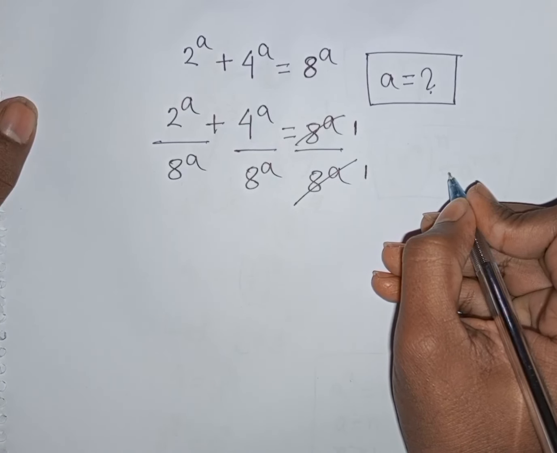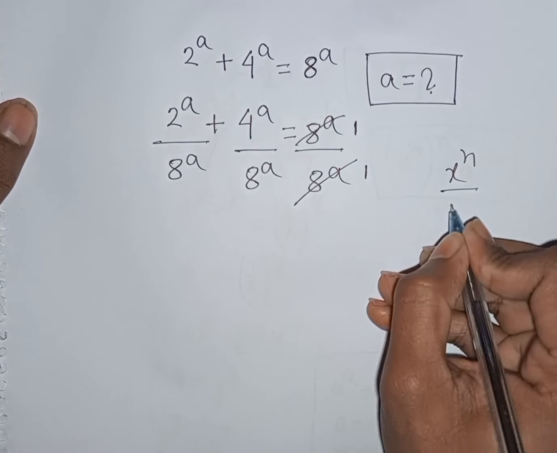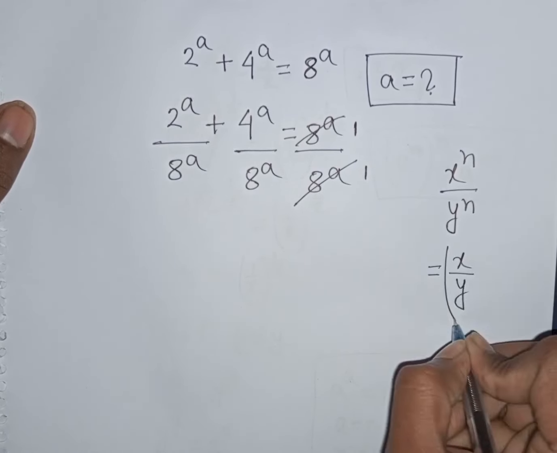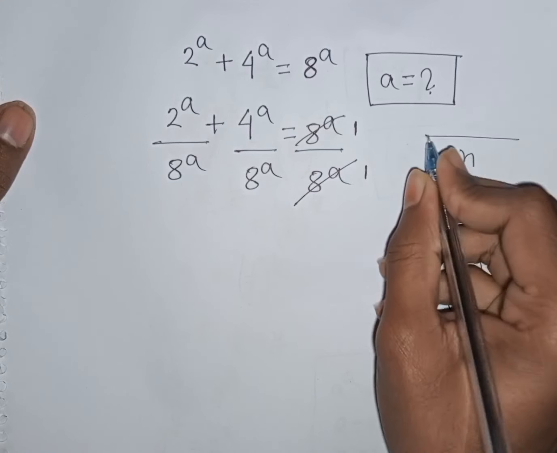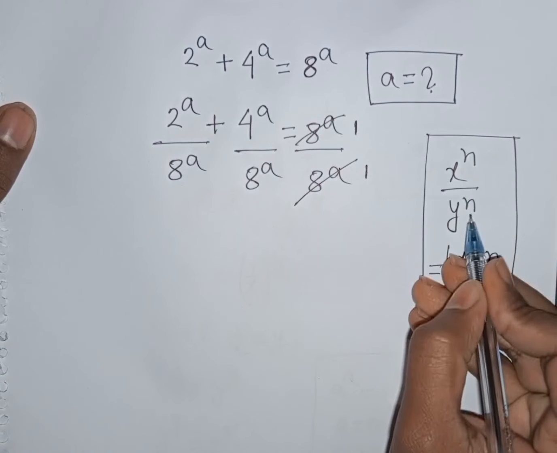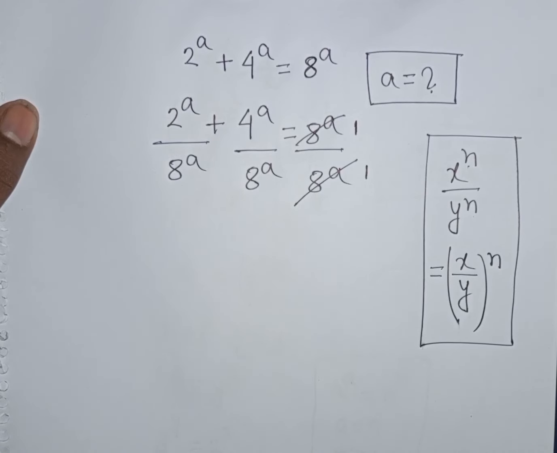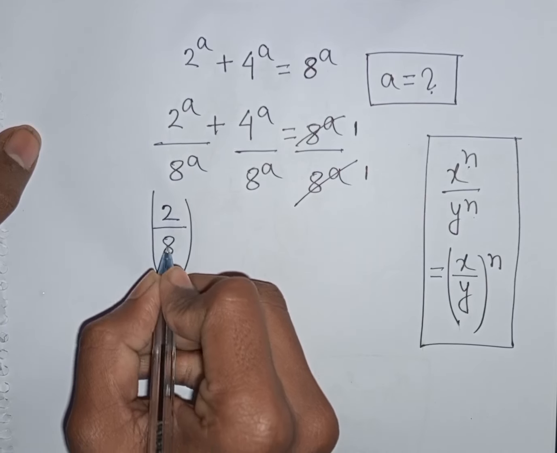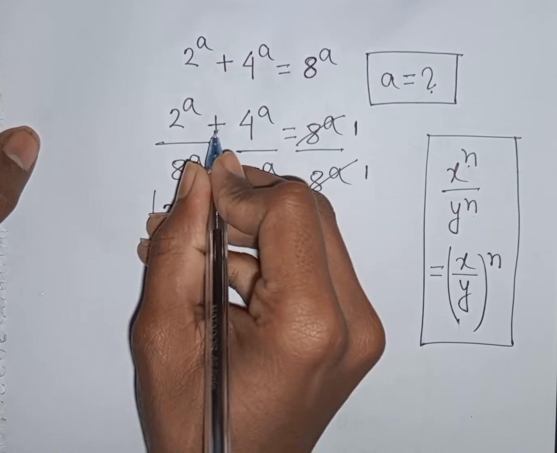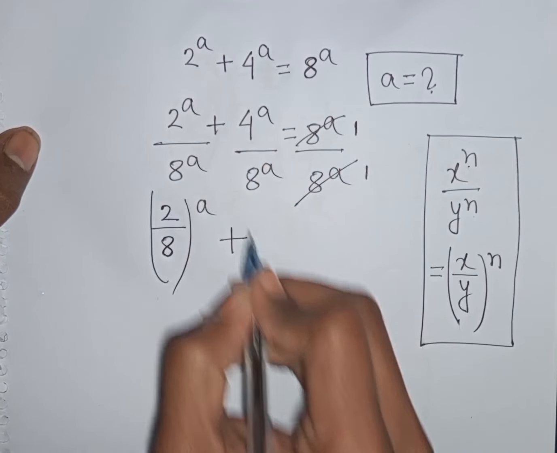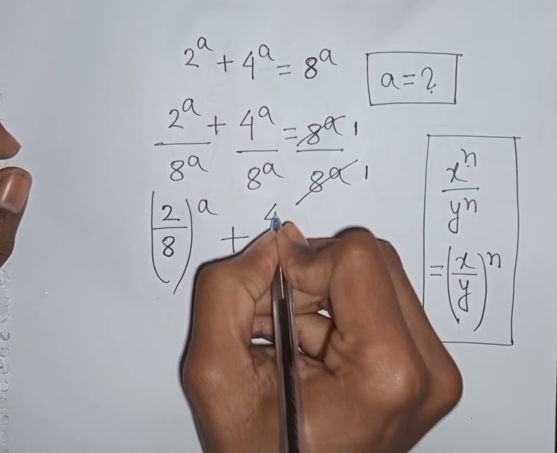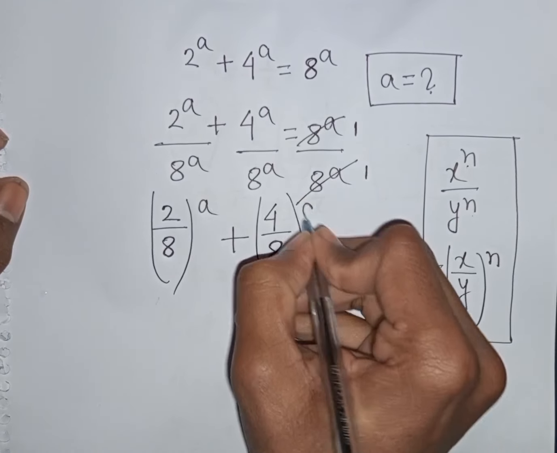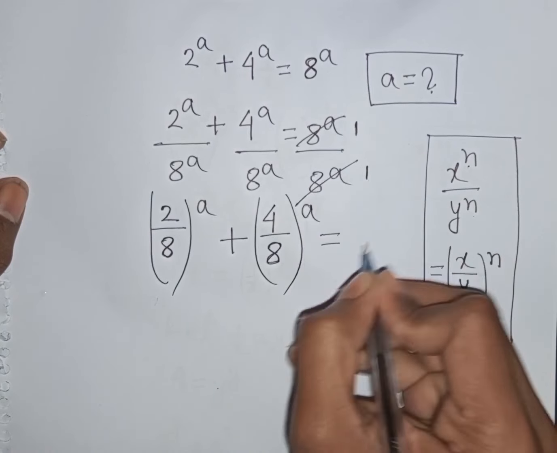So remember this exponential rule that x power n over y power n is equal to x over y, then bracket common power n. That means same power but different base. So according to this exponential rule, we can write here 2 over 8, then bracket common power a, plus again a same power but different base. So according to this exponential rule, we can write here 4 over 8, then bracket common power a is equal to 1 divided by 1, that means it will be 1.